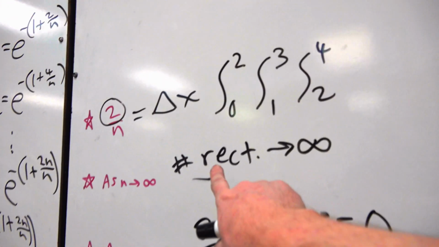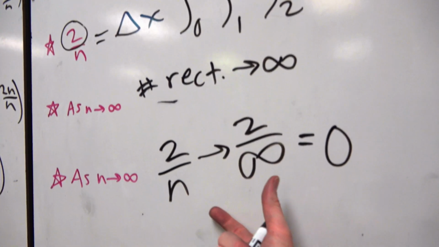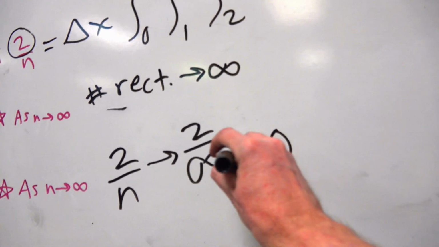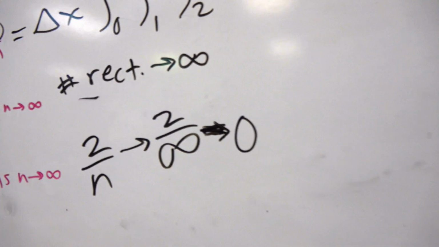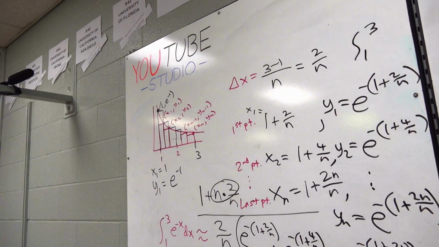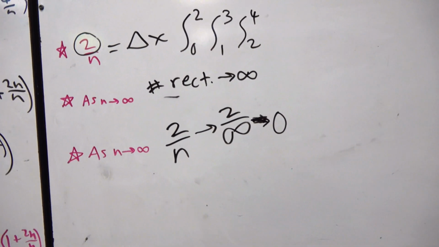You see that? So we're blowing up the number of rectangles and simultaneously shrinking down the rectangle's width to, let's say, even approaching 0. It's getting super close to 0. And you crush those into little lines and you basically get the exact area. Amazing.